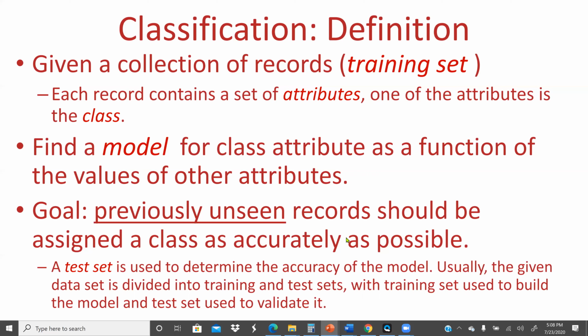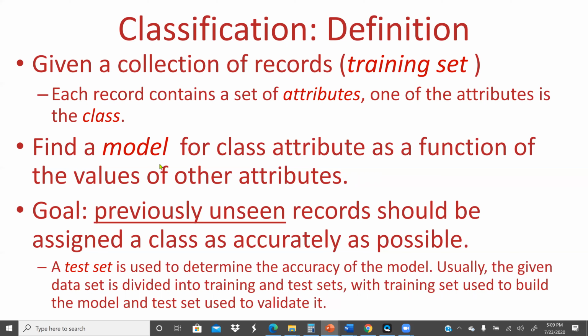So if we have a patient, and we don't know if the patient has that disease, then based on the attributes of the patient, the algorithm can assign the class to the patient, whether he has the disease or doesn't have the disease, or whether the cancer is malignant or benign.